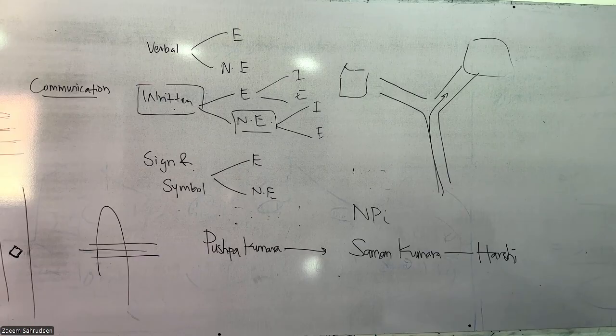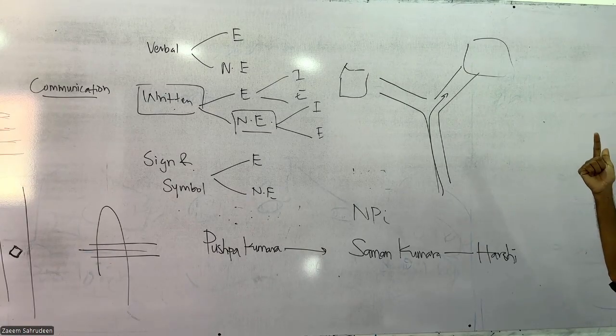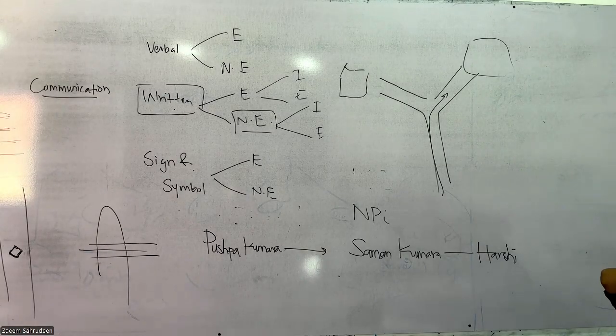Based on the information, how many characteristics of effective communication have been violated? His speech is lengthy. He uses complex words. He insults people. His information is false. So: lengthy, complex, insults people, false information. Right? So there are four.